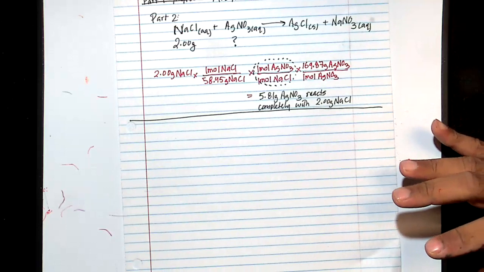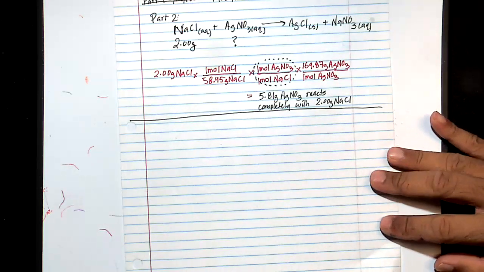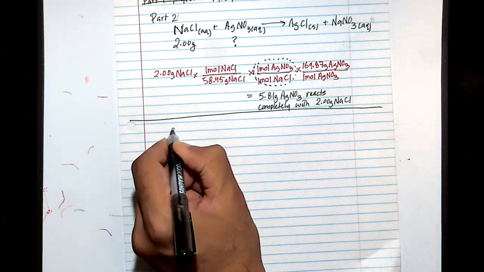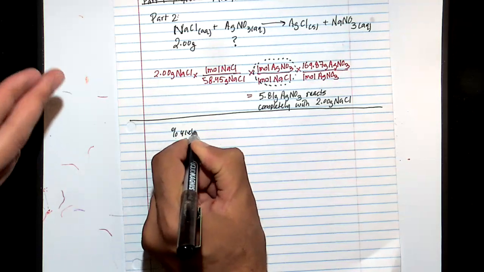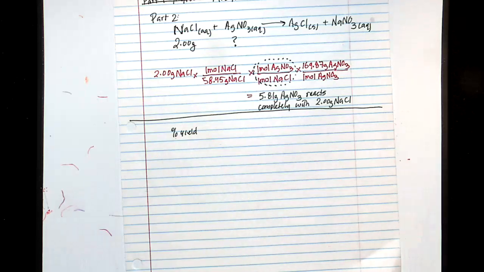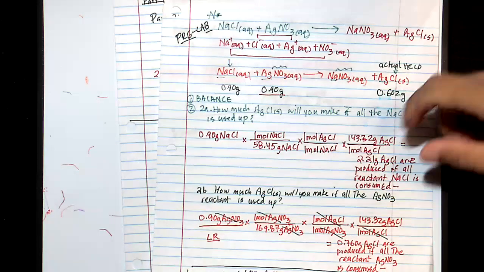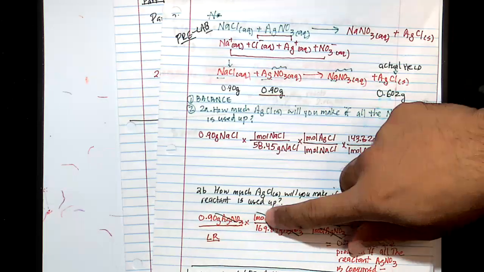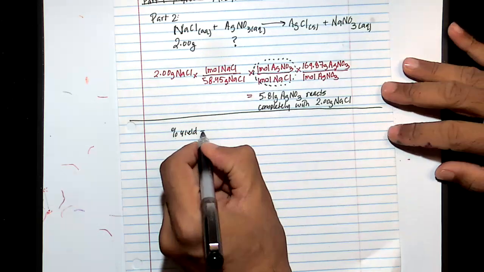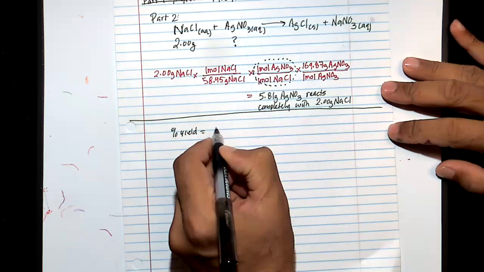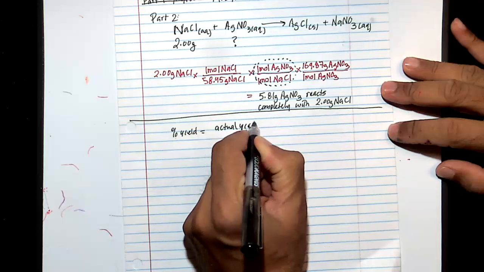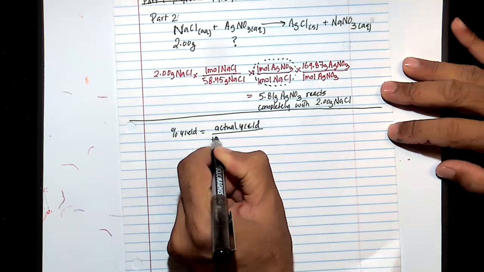if the experiment only has 83.7% yield. Now we come back, and we just talked about part 2. There was a part 1 in there that was the 1 gram of NaCl, 1 gram of silver nitrate. Okay, so let's just say percent yield, this is the formula for percent yield. It's actual yield, how much you actually get out, versus theoretical yield.